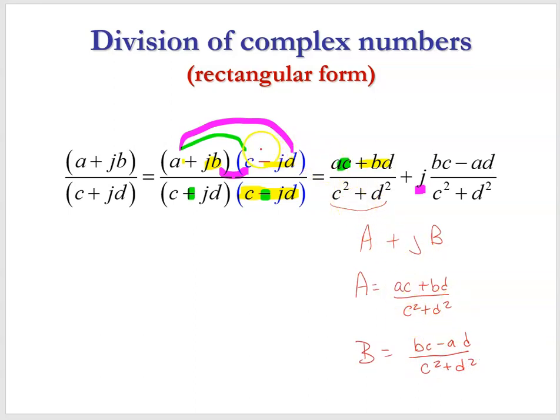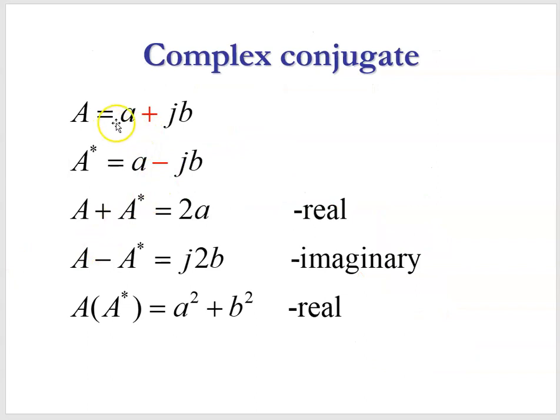So that's how we can divide complex numbers and get one complex number in regular form, where we multiply the denominator and the numerator by the complex conjugate of the denominator. So that complex conjugate is the key here. If our complex number A here is A plus JB, the conjugate, here's the symbol that we use for conjugate, is A minus JB.